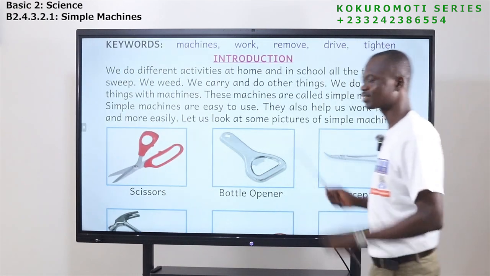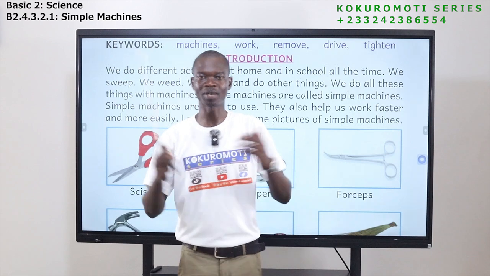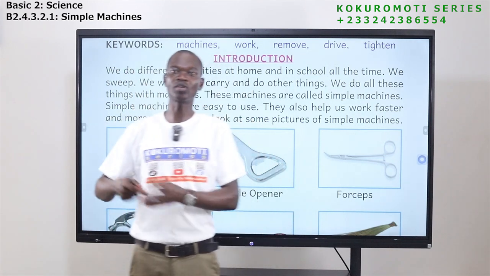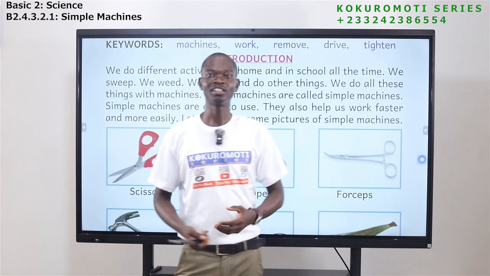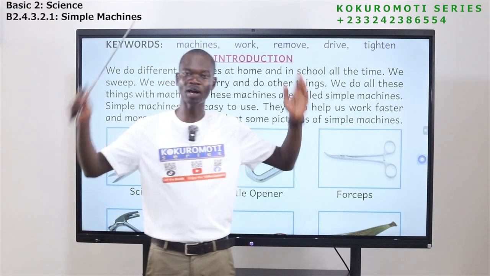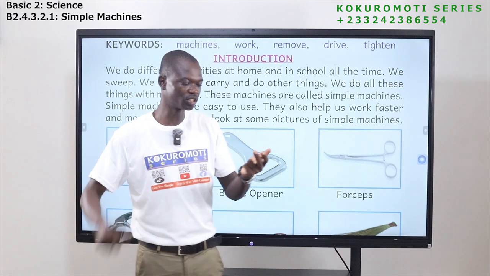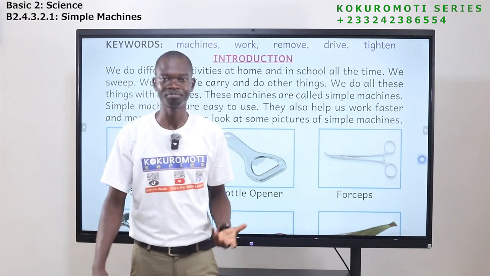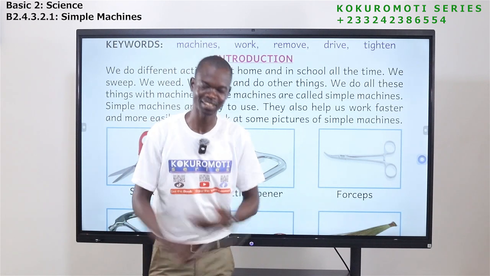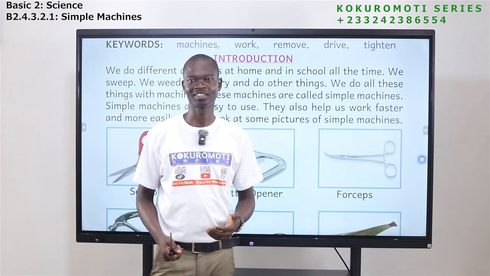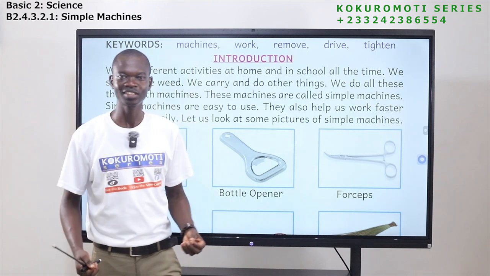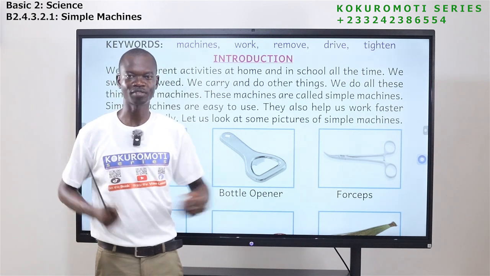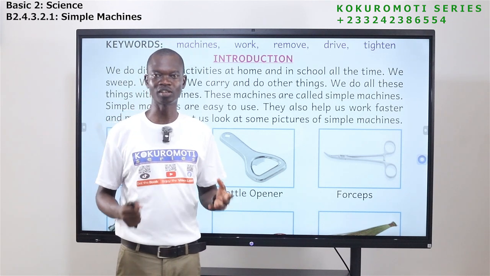So today's lesson, as I told you, we are looking at simple machines. They are machines that help us to work faster and more easily. These machines don't need any source of power. They don't need battery, fuel, or electricity. You just pick them and start using them. That is why we call them simple machines. They are easy to use, and when we are using them, the work goes what? Faster.